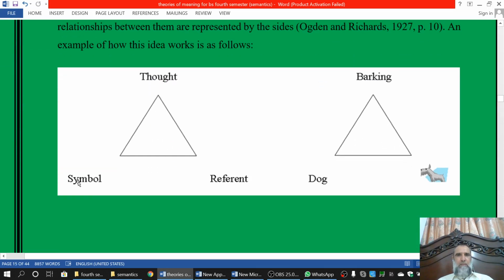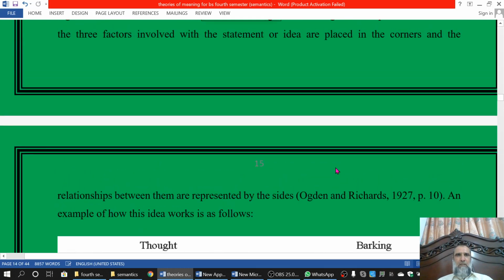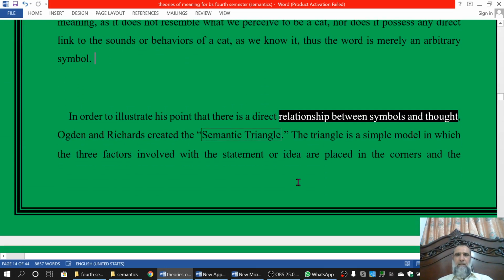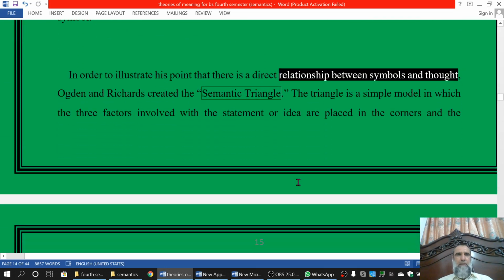You can see that the symbol DOG is a symbol. This is the reference, the thought, and it has a direct relationship with thought. When you say dog, the thinking of the listener is activated, and he thinks about barking maybe, and after this the actual animal comes into the mind, but not directly, it is quite indirect. However, symbol has a direct relationship with thought. This is called the semantic triangle. We have already discussed it right at the beginning.